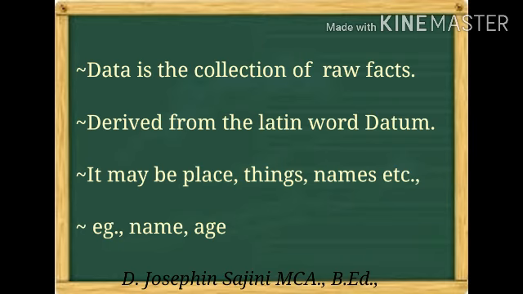First of all, let us see what is meant by data. The word data is derived from the Latin word datum. Data is nothing but a collection of raw facts. It may be a place, things, names, etc. For example, if we collect the details about a person, for example, the name of the person, age of the person, individually it is referred to as data.